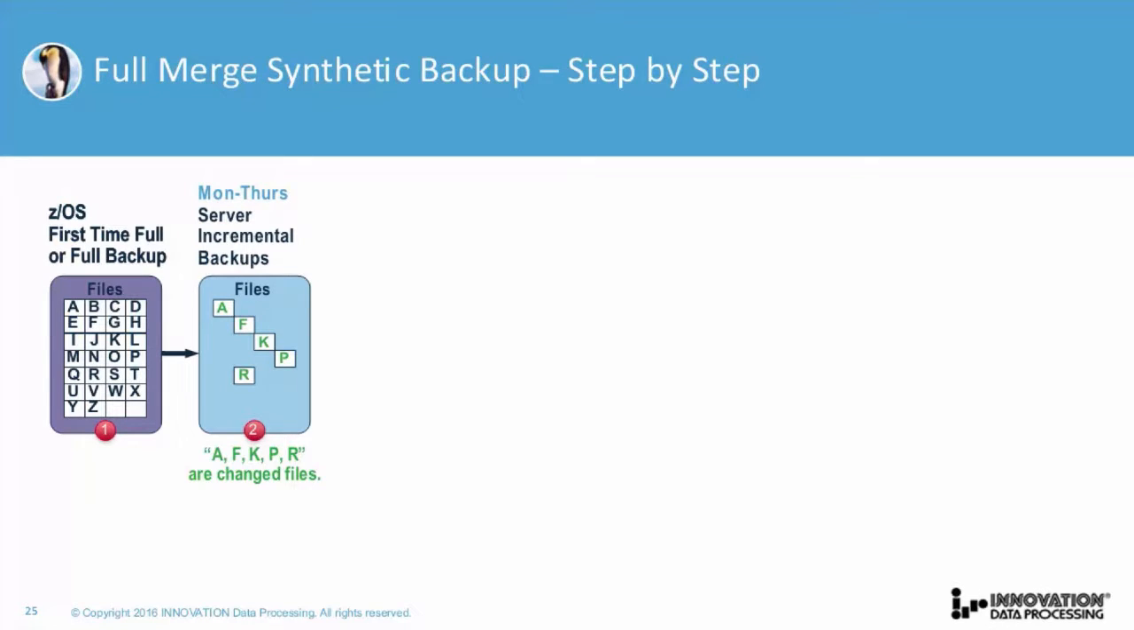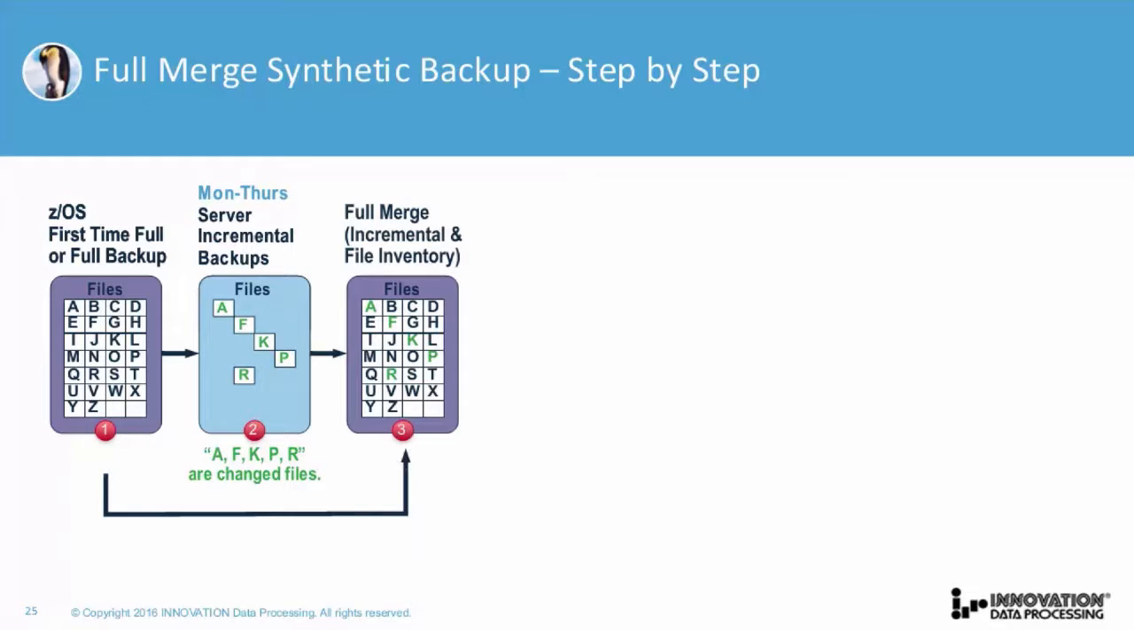Subsequent to that, in step number 2, an incremental backup identifies the changed files and copies them onto the incremental backup data set. In this example above, files A, F, K, P, and R have been changed during the week on the Monday through Thursday days of the week, and they're placed on the full backup. They appear in this diagram in green. Step number 3, the full merge is specified by setting the backup configuration merge option to yes, and then the job is run.